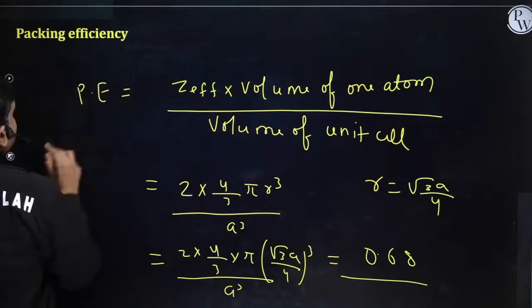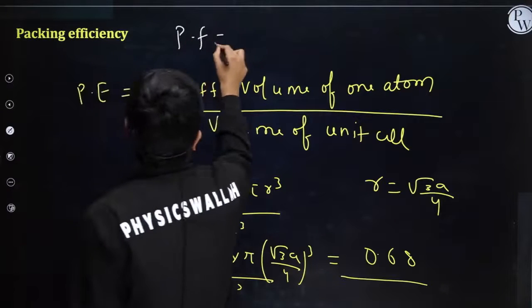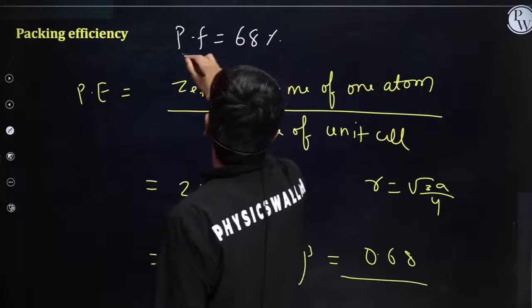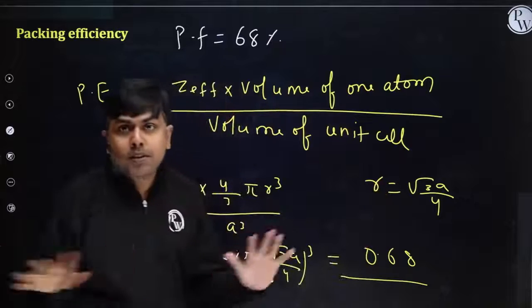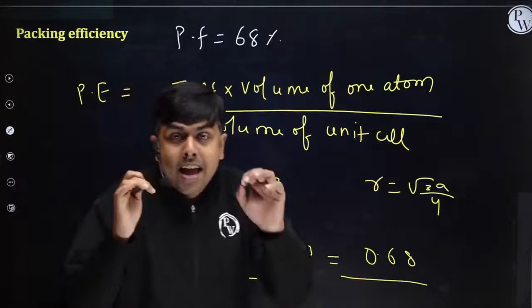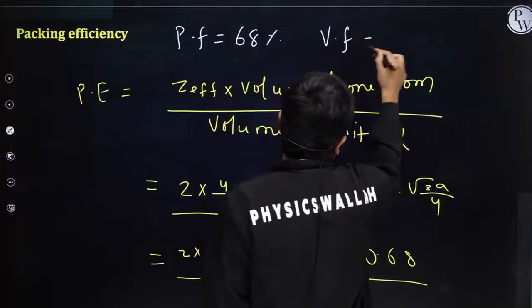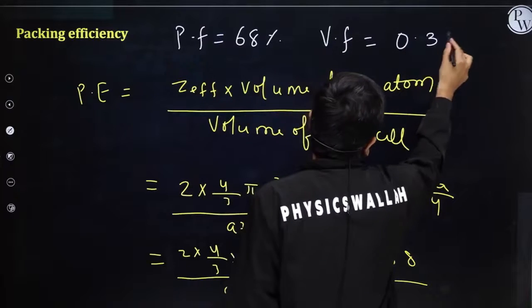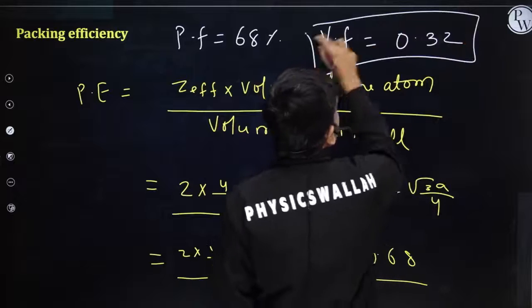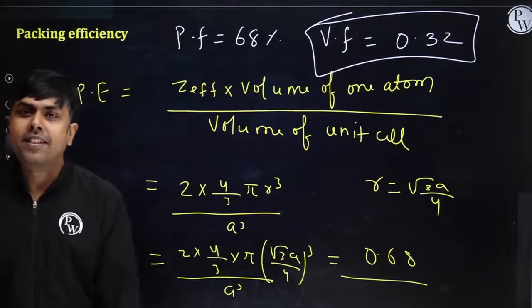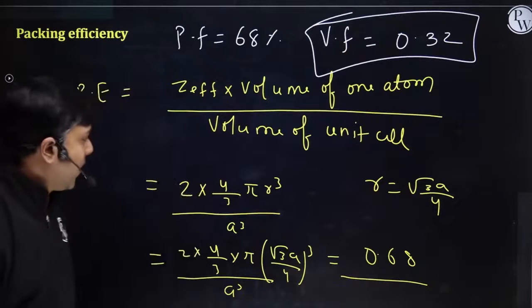So what's the void fraction? Packing percentage is 68%. 68% of the space is occupied by atoms, right? What's the void fraction? If I talk in terms of fraction, it's 0.32 in case of BCC type of cubical unit cell. Okay.